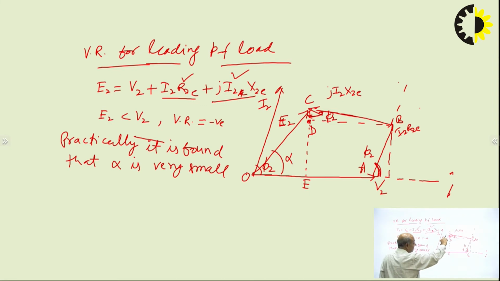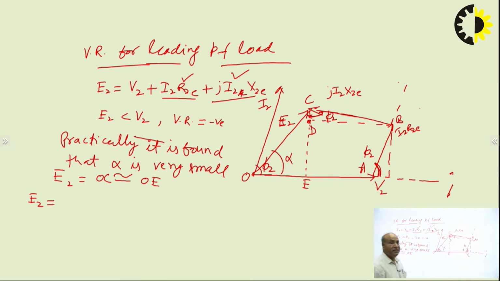Alpha is very small, which means OC will be coming towards OE. It means OC will be approximately equal to OE, and this will be equal to our E2. E2 will be equal to OC, and it will be approximately equal to OE since alpha is very small.